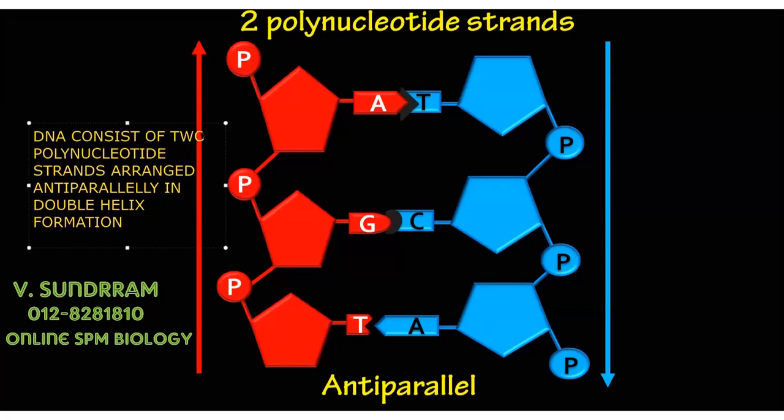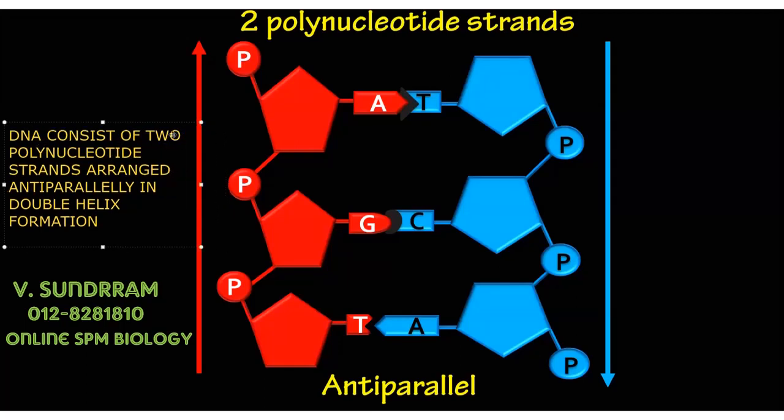So we are almost at the ending of the class. DNA consists of two polynucleotide strands arranged anti-parallelly in double helix formation. That is supposed to be the last explanation for my DNA. They form a double helix, but inside the double helix there is a double strand, and they are anti-parallel. Holding them together is the hydrogen bond.